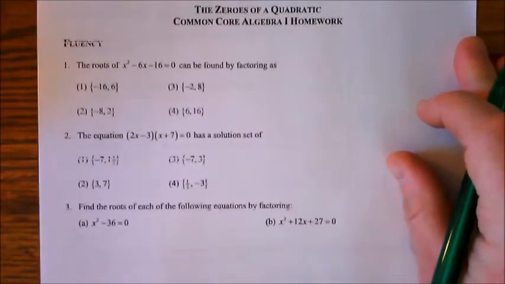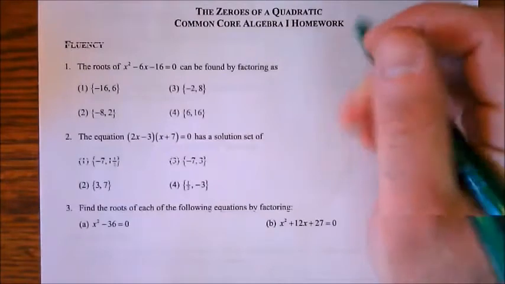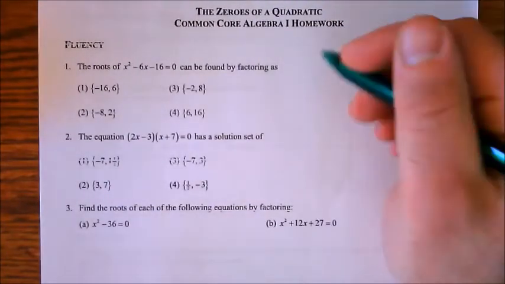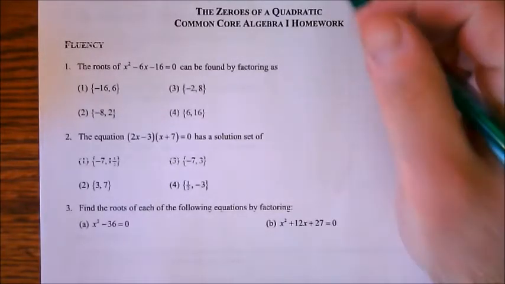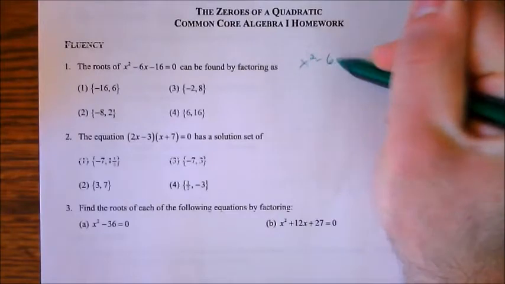Alright, so this is the zeros of a quadratic. Number 1, the roots of x squared minus 6x minus 16 equals 0 can be found by factoring as... so it says by factoring, so let's do the factoring first. Couple ways to do this. We got x squared minus 6x minus 16.